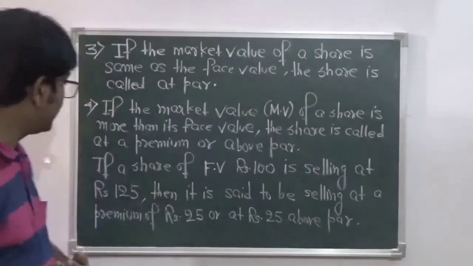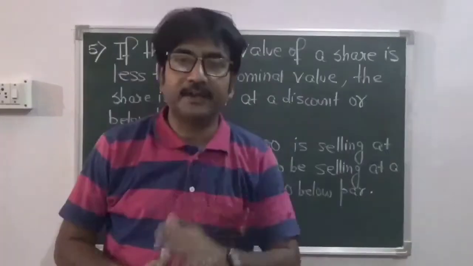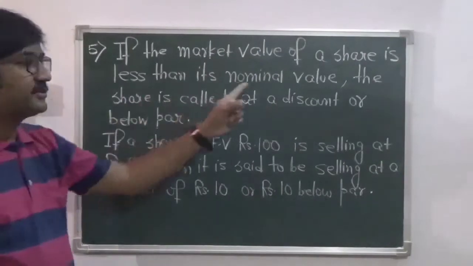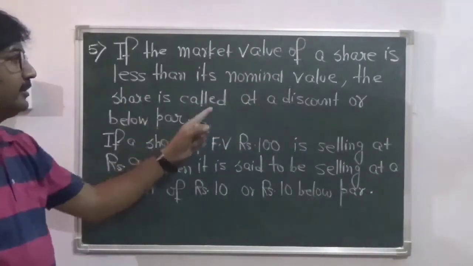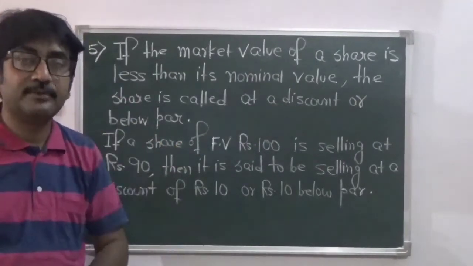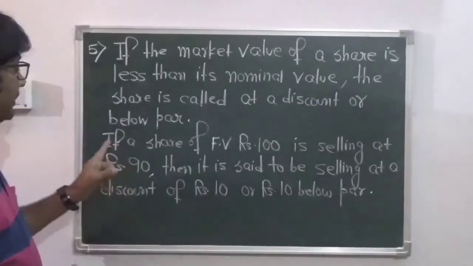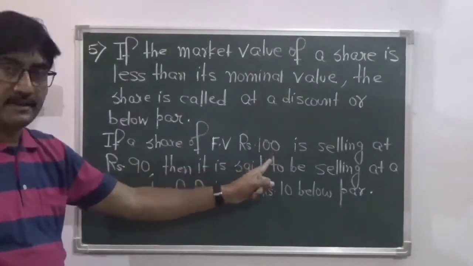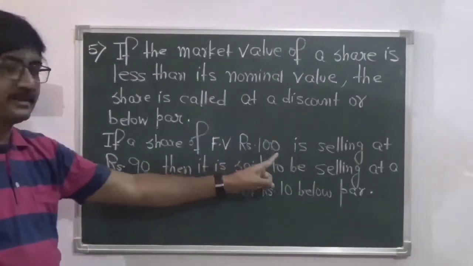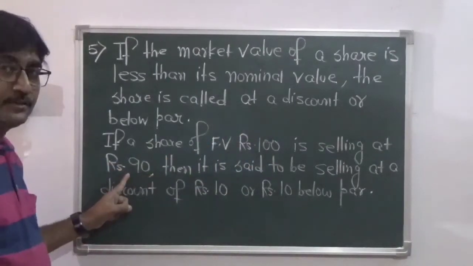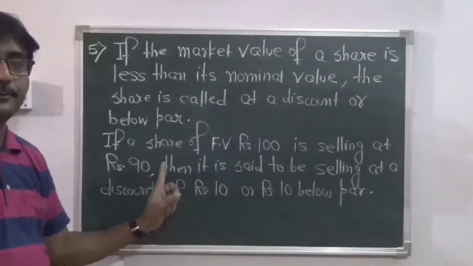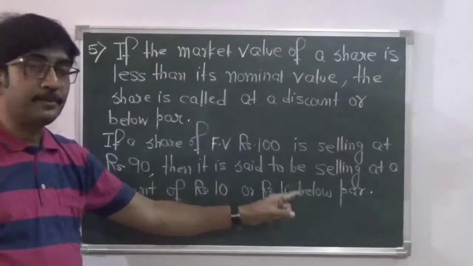Now point number 5. If the market value of a share is less than its nominal value, the share is called at a discount or below par. This time the market value is less than the face value. If a share of face value rupees 100 is selling at rupees 90, it is clearly seen that the face value is rupees 100 and the market value is rupees 90, which is less than the face value. Then it is said to be selling at a discount of rupees 10 or rupees 10 below par.